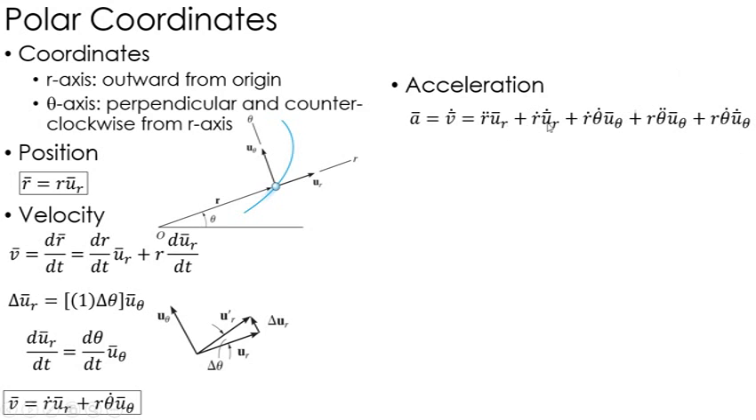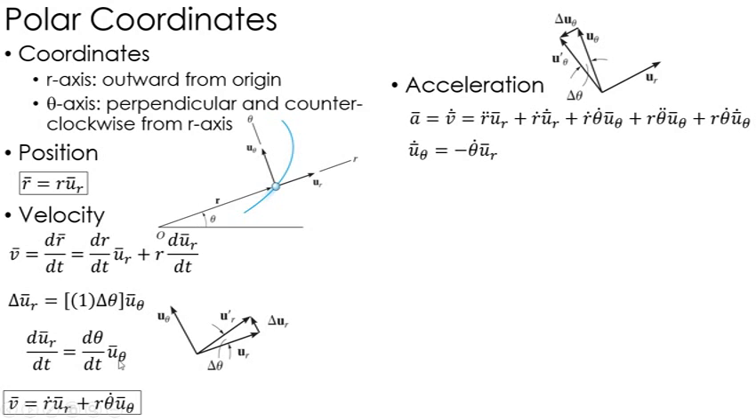Now, I already know the time derivative of u r. I found that right over here. What I don't know is the time derivative of u theta. The same basic idea holds true here. The only difference is, as I rotate around this path, my delta u theta actually points in the opposite direction of u r, so I get this negative sign out in front. But it's still going to be theta dot times the other unit vector. It's just that this one's pointing in the negative u r direction, and this one's pointing in the positive u theta direction.